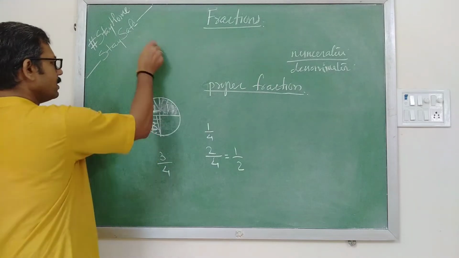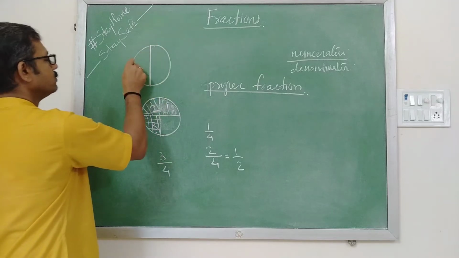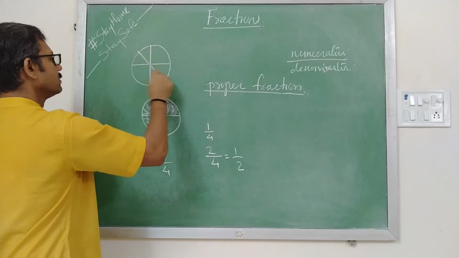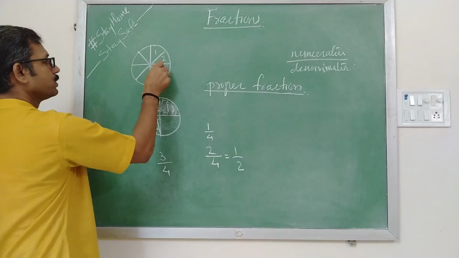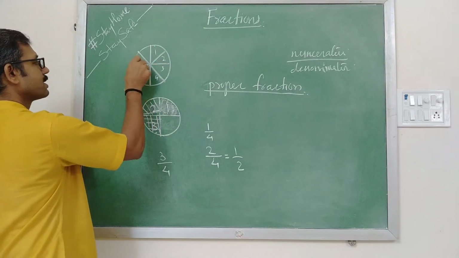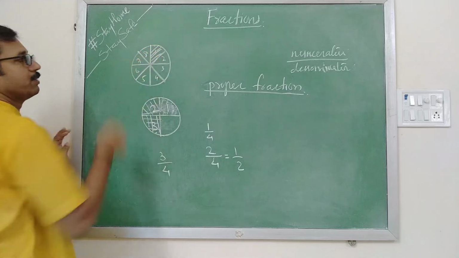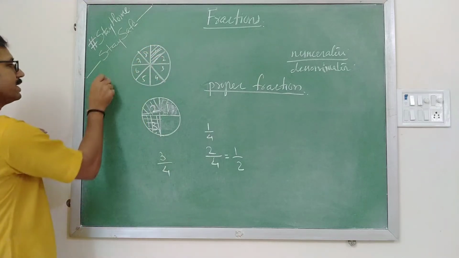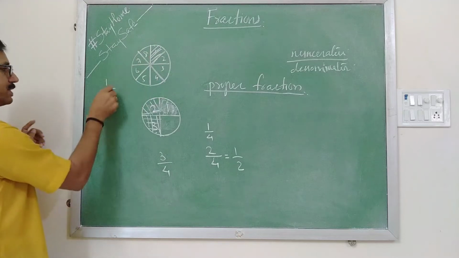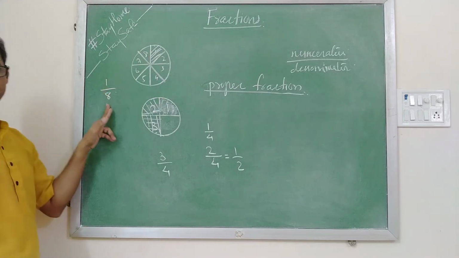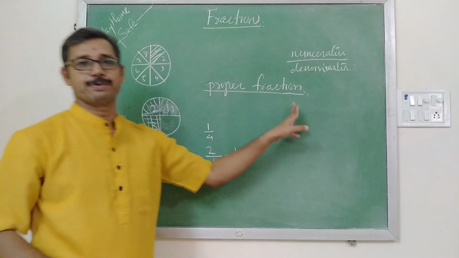Now suppose I am going to divide another whole. How many equal parts have I divided? 1, 2, 3, 4, 5, 6, 7, 8 equal parts. Now among that, I am taking one part. Now here, 1 upon how many parts? 8. That is 1 upon 8. Understand? So such a fraction is called a proper fraction.